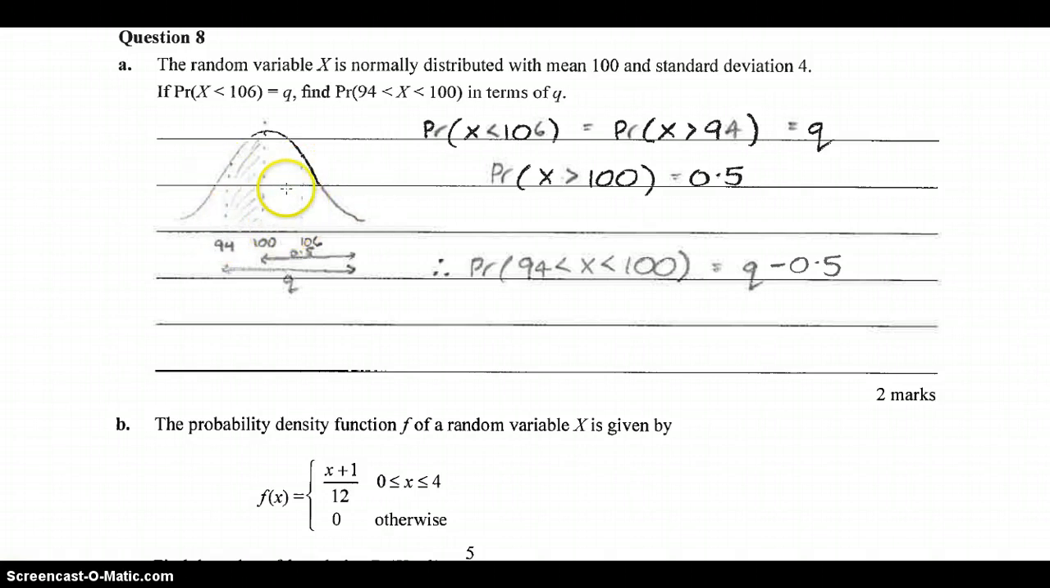It means that the area below 106 is going to be the same as the probability that x is greater than 94. So the probability that x is less than 106 is the same as the probability that x is greater than 94, which is q. The probability that x is greater than 100 is 0.5, because 100 is the mean, it's right in the middle. So therefore this area in here from 94 to 100, if from here to here is q and from here to here is 0.5, then the shaded area is going to be q minus 0.5, which is the probability between 94 and 100.